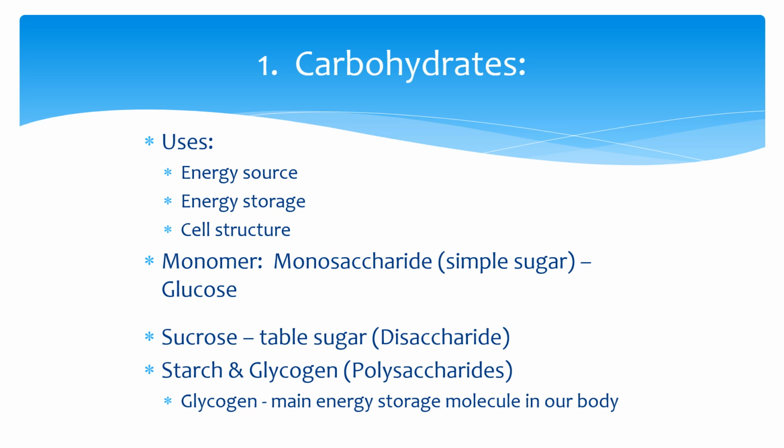Sucrose is going to be another type of carbohydrate, so like table sugar. And then we have starch and glycogen. Starch is going to be the carbohydrate storage system in plants, and glycogen is going to be the main energy storage within animals, so including us.